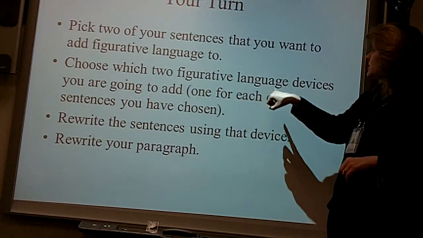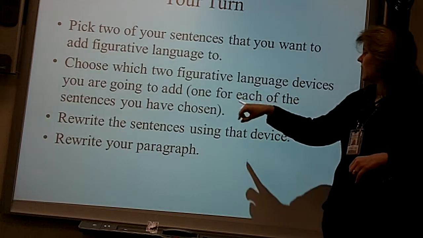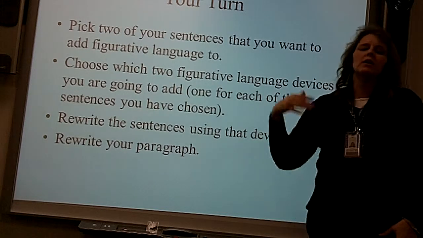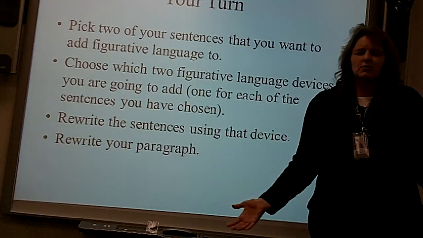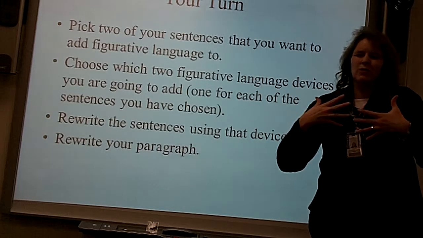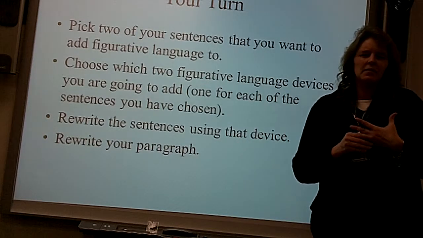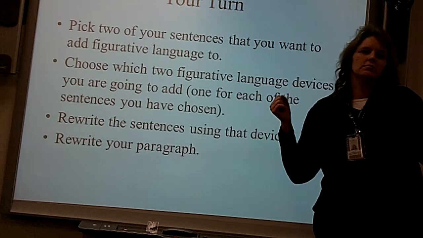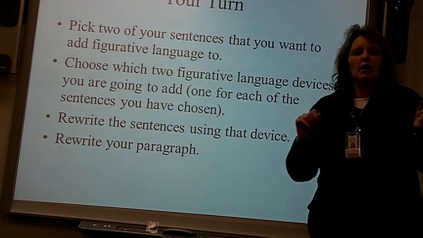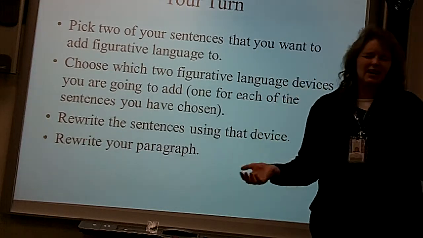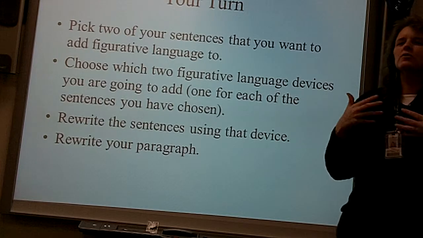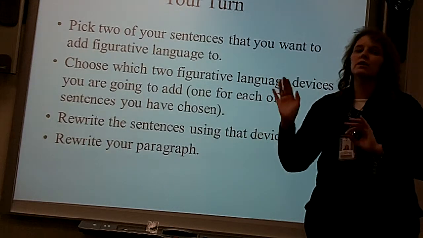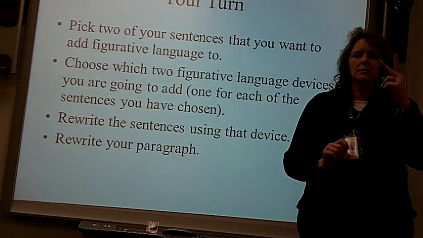Then it says choose which 2 figurative language devices you're going to add, 1 for each of the sentences you have chosen. Like in one sentence you might do onomatopoeia, the other one you would do simile. I wouldn't do 2 similes because it starts to sound really mechanical. The slides are as fun as racing. The swings are as fun as riding a Ferris wheel. It gets really mechanical and kind of obnoxious if you use the same device. So you need to use 2 out of the 4. You're welcome to go back through the slides or the video if you need to and look at those. But pick 2 out of the 4.